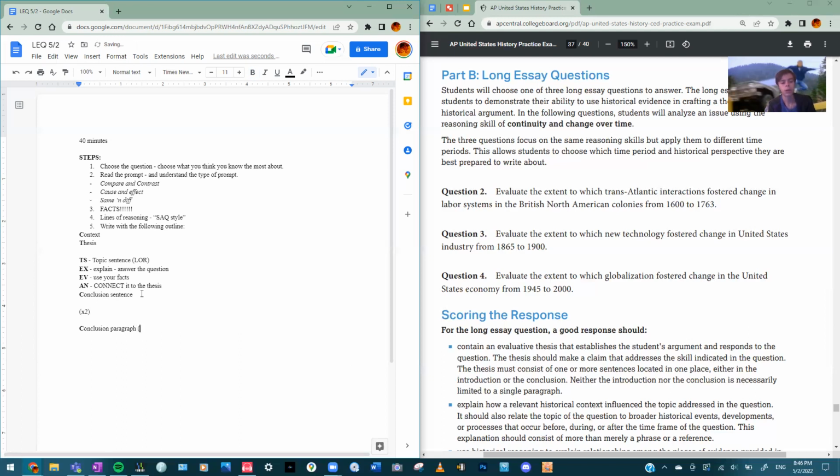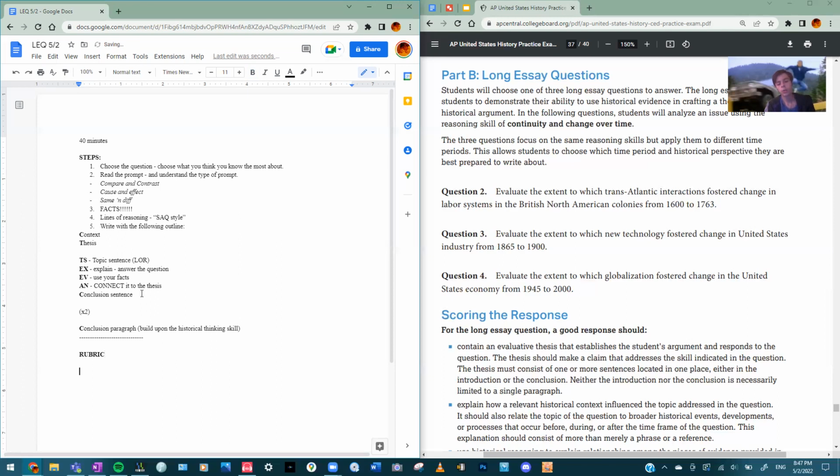And then you're going to build upon the historical thinking skill, which is compare, contrast, cause and effect, same and difference. And then you're going to kind of finish with a strong statement, sort of. So let's look at the rubric now.